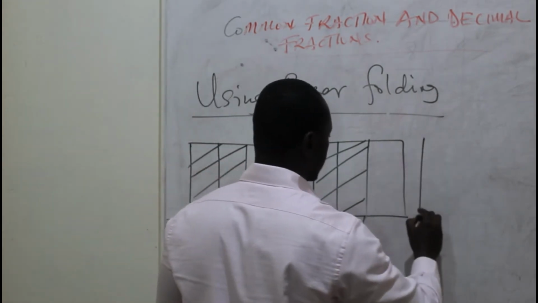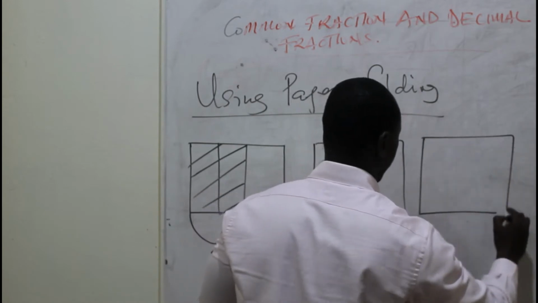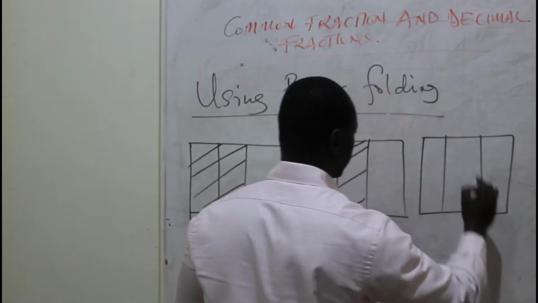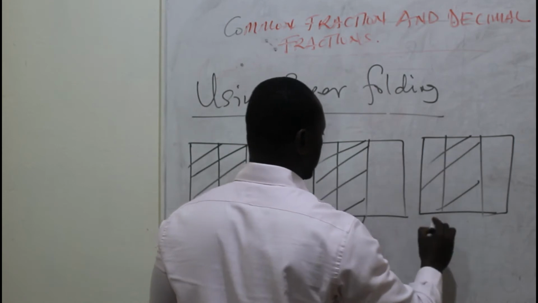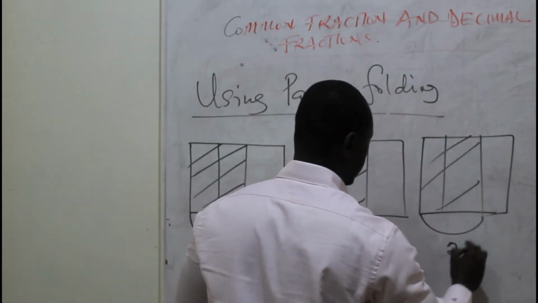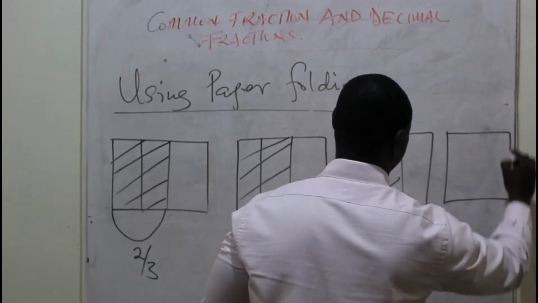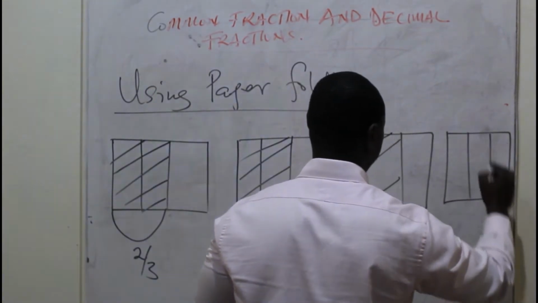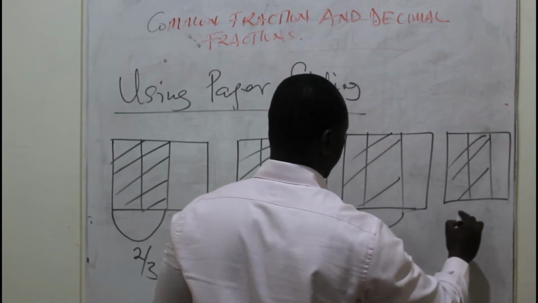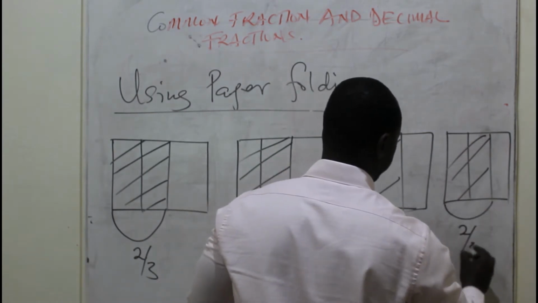I'll do the same to the next paper. So let's assume this is what we have here. I'll shade 2 parts to represent 2/3. And of course, the last paper, I'll do the same to that, and here too we have 2/3.